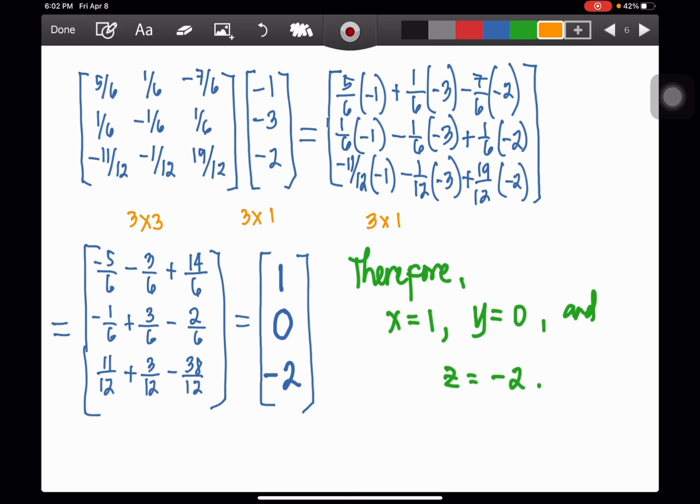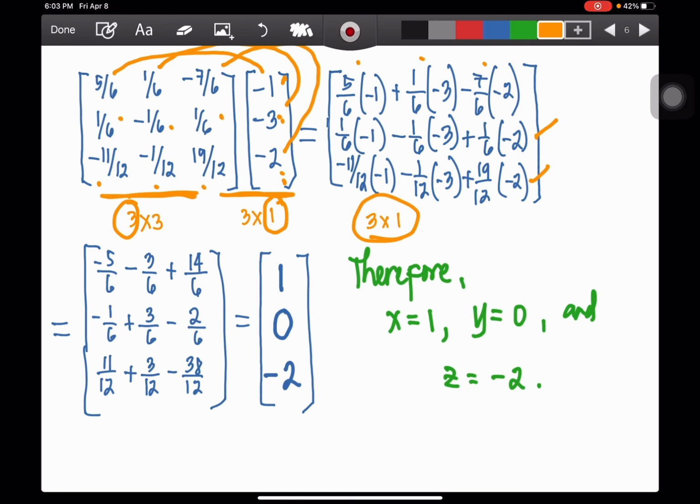We are going to do matrix multiplication here, so that 5 over 6 times negative 1 plus 1 over 6 times negative 3 and negative 7 over 6 times negative 2. So you remember your multiplication of matrices. Then we also have 1 over 6 times negative 1, negative 1 over 6 times negative 3, 1 over 6 times negative 2. Then negative 11 over 12 times negative 1 plus negative 1 over 12 times negative 3 plus 19 over 12 times negative 2. As you can see, this is a 3 by 3 matrix. This is a 3 by 1 matrix. So the outcome would be a 3 by 1 matrix.